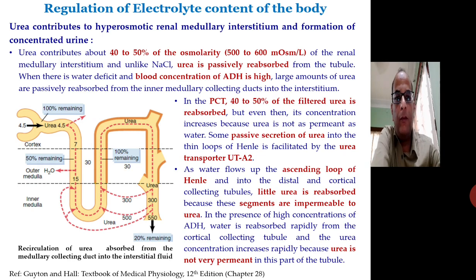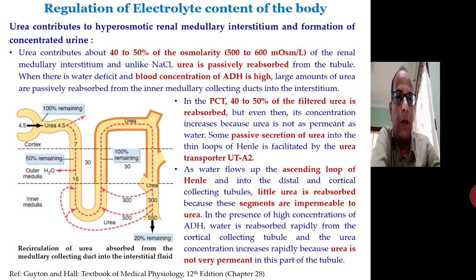So one very important factor for increasing the renal medullary interstitial concentration is the urea. Urea contributes to the hyperosmotic renal medullary interstitium and formation of concentrated urine. Urea contributes to about 40 to 50% of the osmolarity, that is 500 to 600 milliosmolar per liter of the renal medullary interstitium, and unlike NaCl, urea is passively reabsorbed from the tubule. When there is water deficit and blood concentration of ADH is high, large amounts of urea are passively reabsorbed from the inner medullary collecting duct into the interstitium.